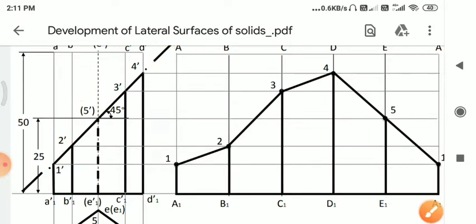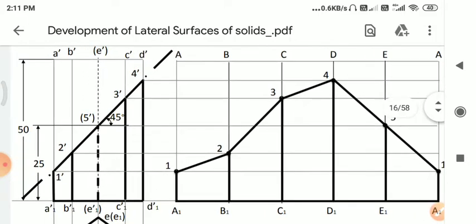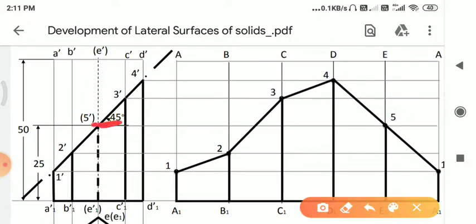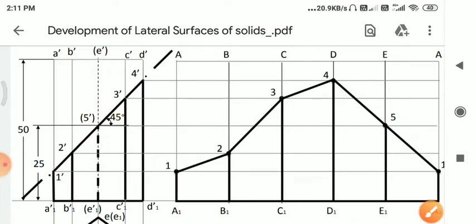Center of height is what? Total height is 50, so 25 mm. You mark one point here. Then you draw the extension line in this way. You draw a long line this way. So what happens? It will pass through all the lines here. After drawing that line, you can see here.